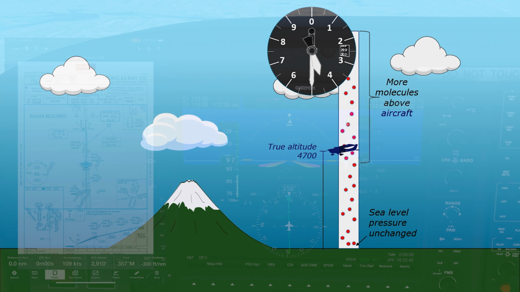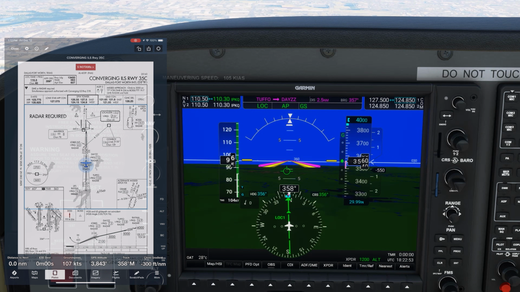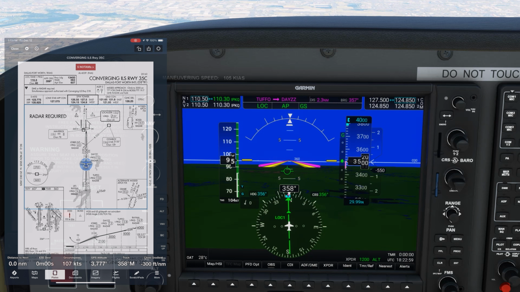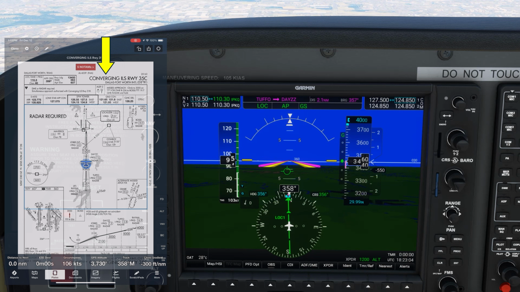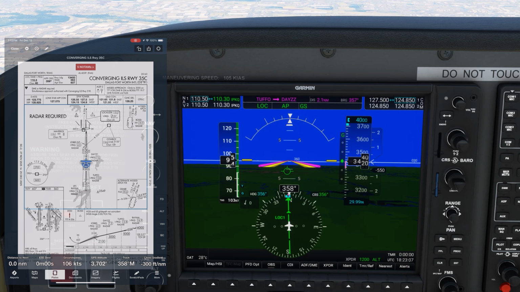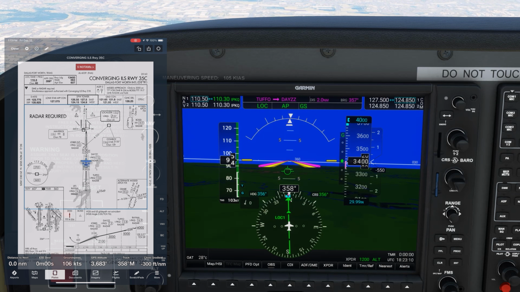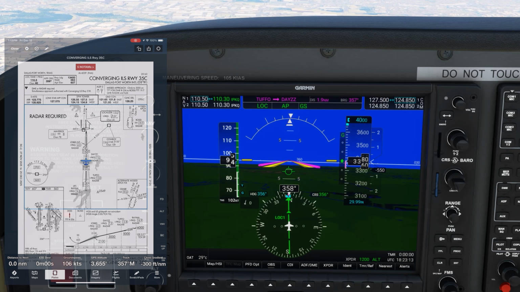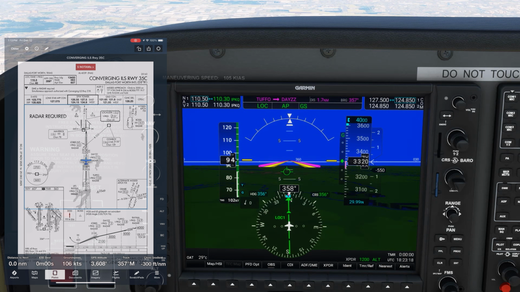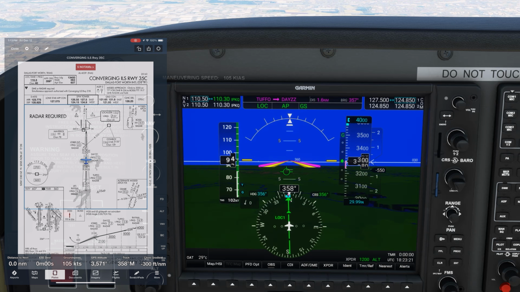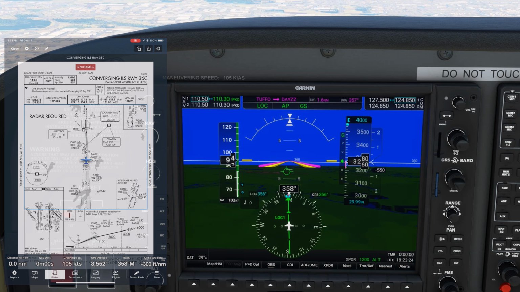This means that it actually reads lower than what our true altitude is, and the higher up you go, the greater this error becomes. Unlike with non-standard pressure, there's no way to adjust for non-standard temperature. The ILS approach is a converging approach, meaning you'll have another approach, in this case the ILS to runway 31 right, passing the approach course we're on. Radar controllers take vertical and lateral separation very seriously, and you don't want to be lower than where you're supposed to be.